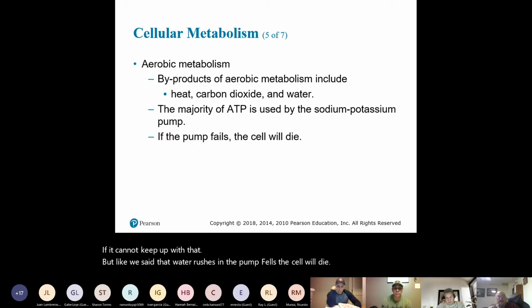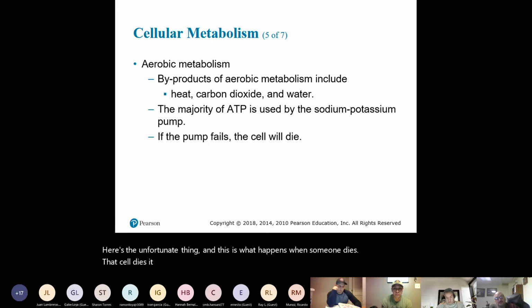Here's the unfortunate thing, and this is what happens when someone dies. That cell dies, it releases lysosomes.